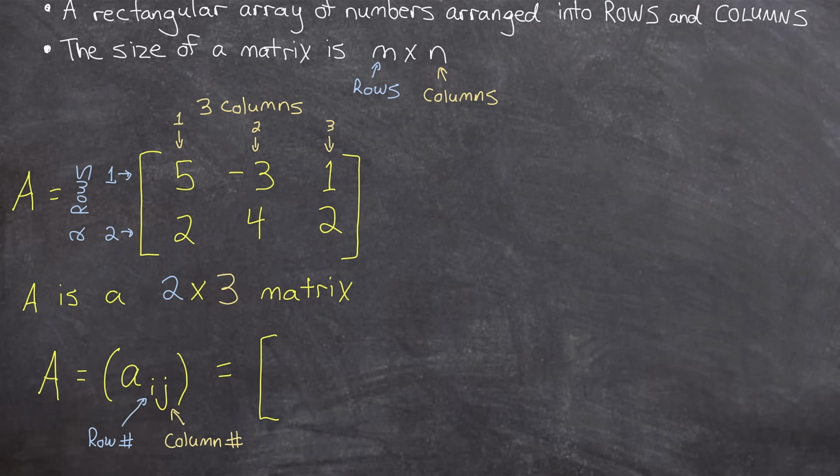Now that you know what a matrix looks like, how to describe its size, and how to reference any of the elements in a matrix based on its row and column, let's do an example. Let's say I have matrix B. Let's state the size of this matrix, and also find the value of element B24 and B32.